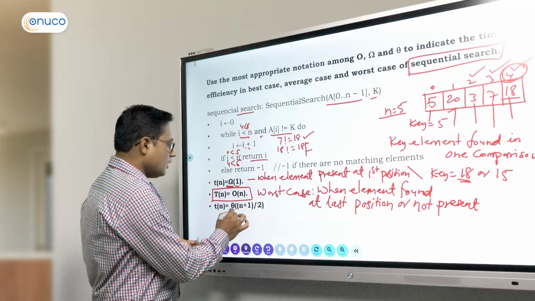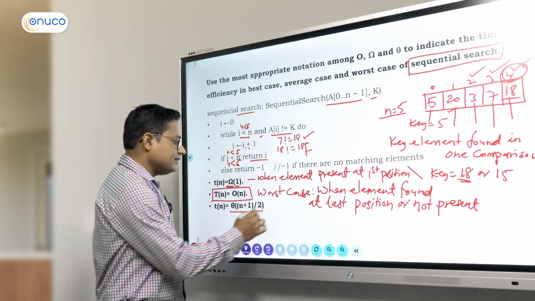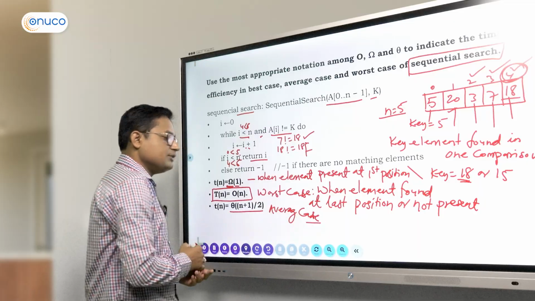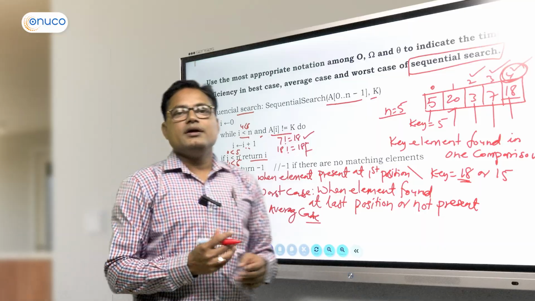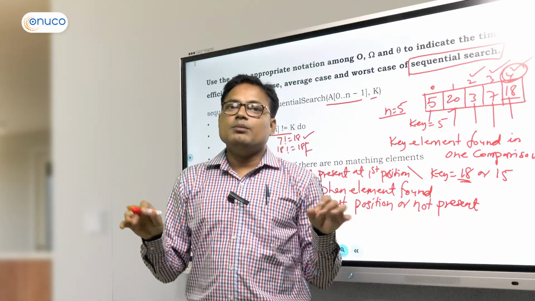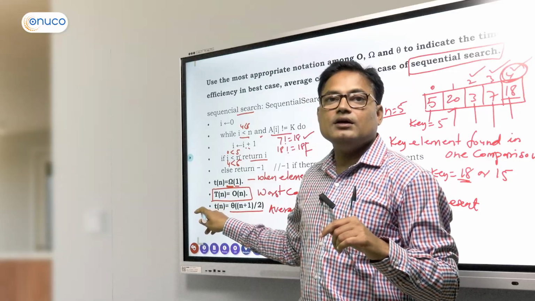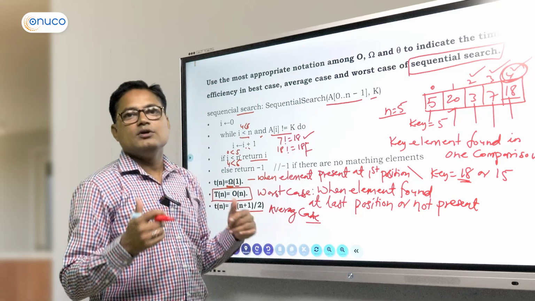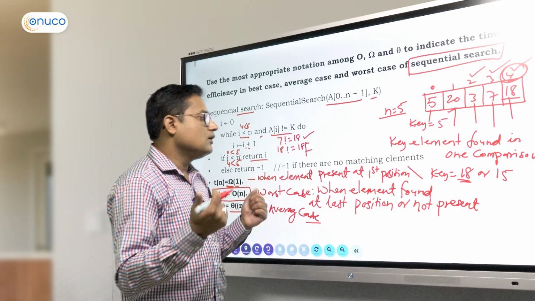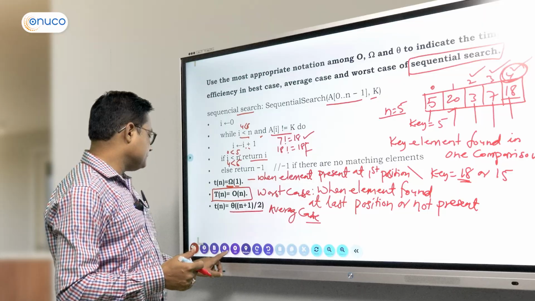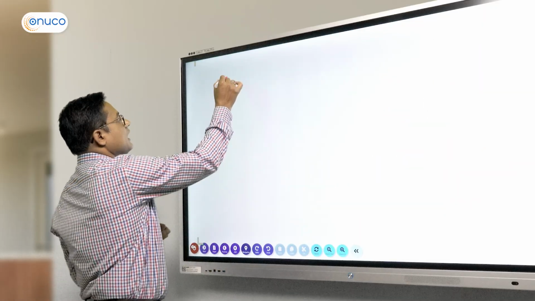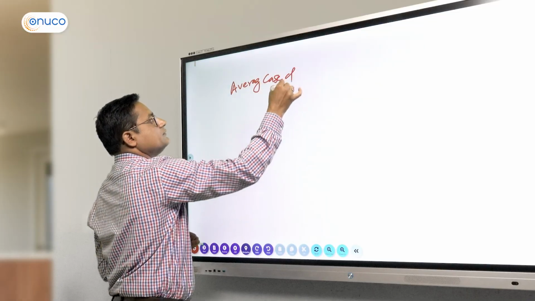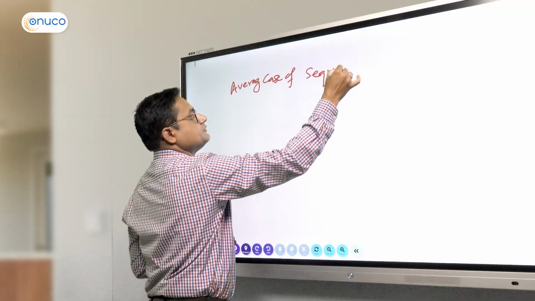Now we are going to deal with how to find the average case scenario. Average case complexity means what? Maybe the number of comparisons will be more than 1 and less than n. But remember, the average case scenario is difficult to find. It will take more time, more knowledge, more mathematical operations. So let us see how to discuss the average case of sequential search.